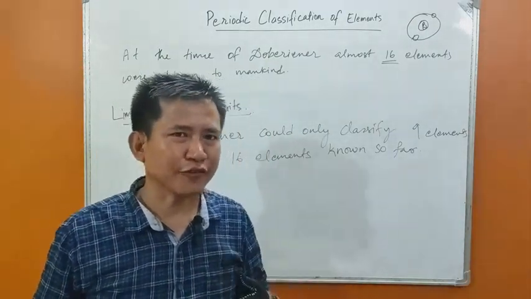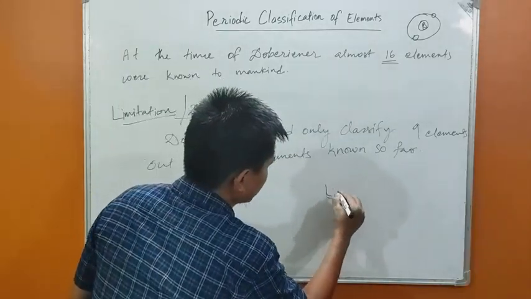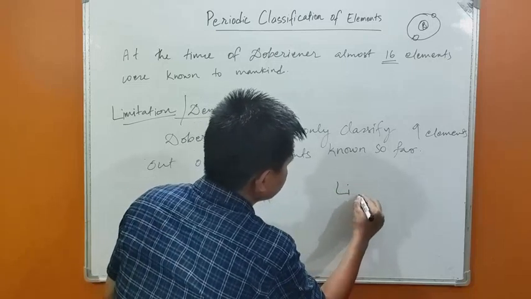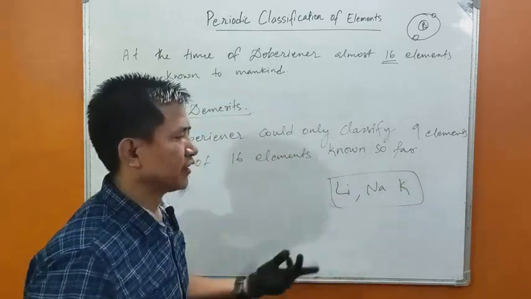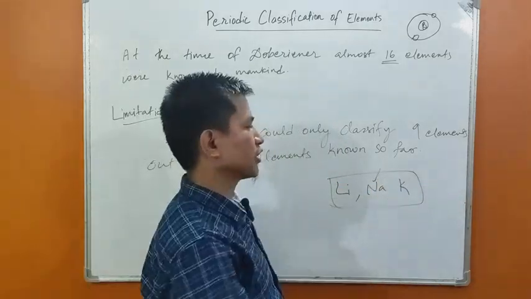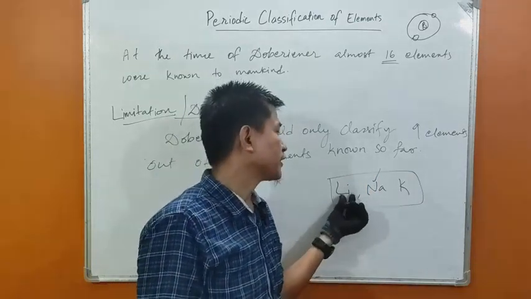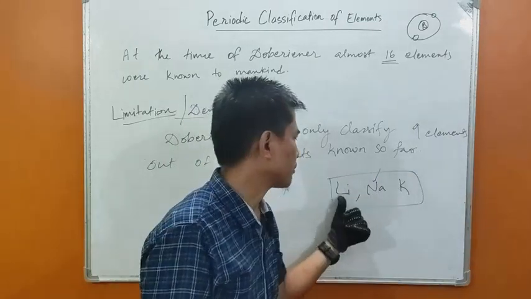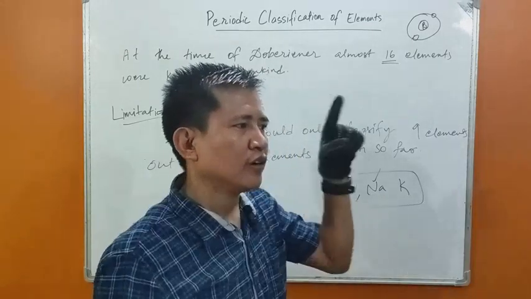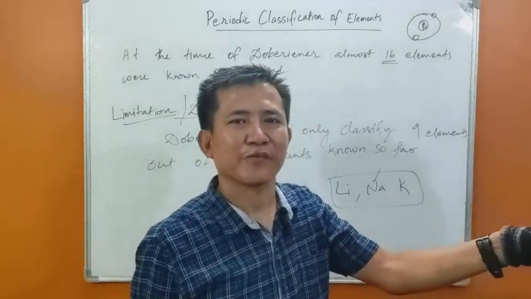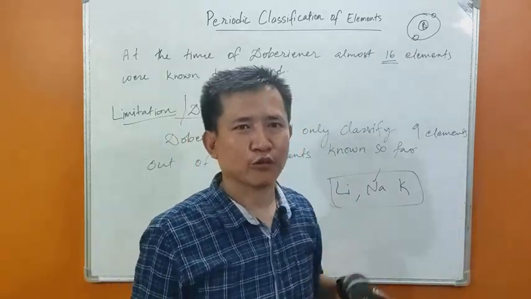What does the term classified mean? Let me give an example: lithium, sodium and potassium. If you know the property of sodium, there is no need to know the property of lithium and potassium. Their properties will be similar to the property of sodium. Classification means that. If you open a cupboard, you won't find vegetables; obviously, you will find clothes. If you open a refrigerator, you won't find clothes inside it.